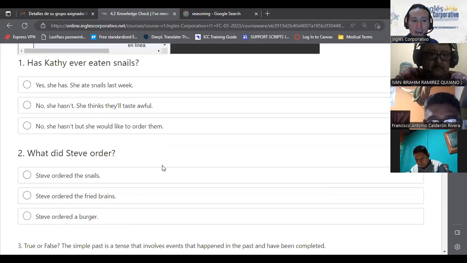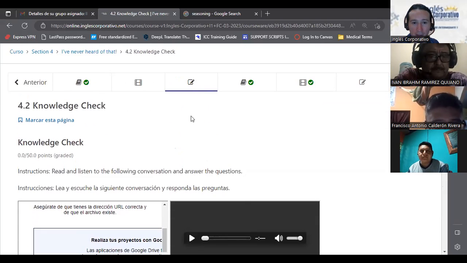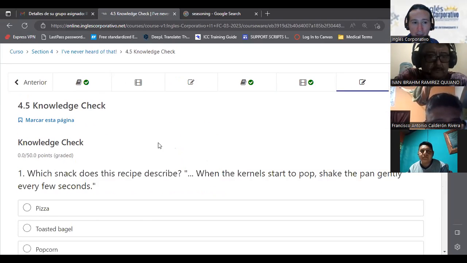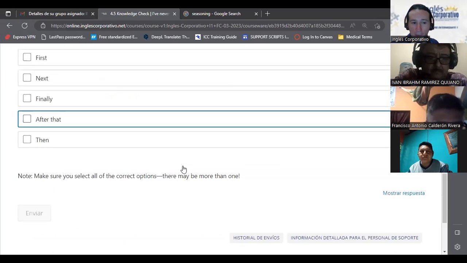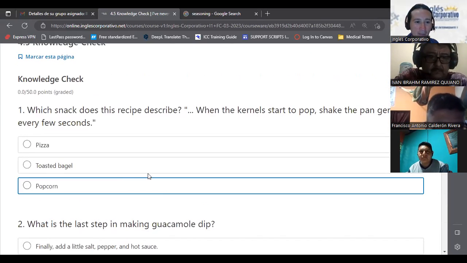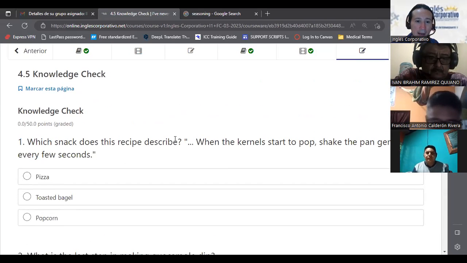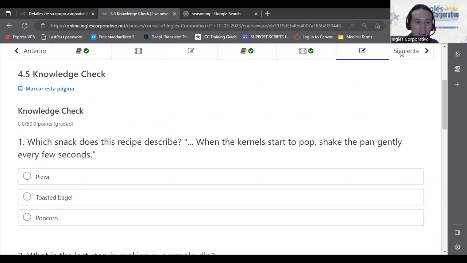No sé si alguien tuvo problemas con esta parte o si lo pudieron completar bien. Recuerden que para ahora había que completar esto, ¿verdad? Tanto esta como esta de acá. Solamente son dos. No problem, teacher. No problems. Okay, very good. So we have this one here. This is about the sequence adverbs, okay?